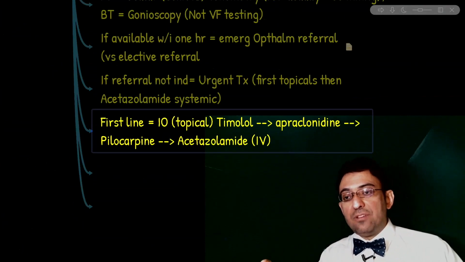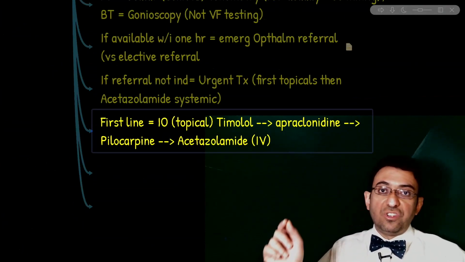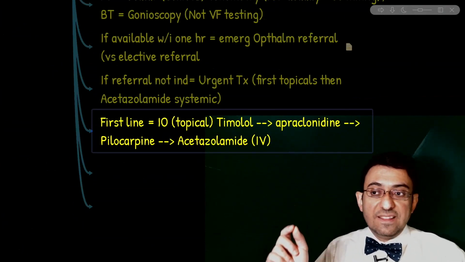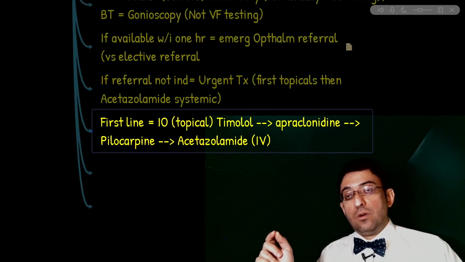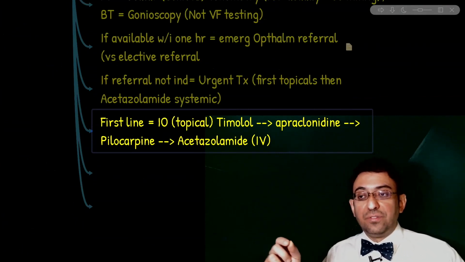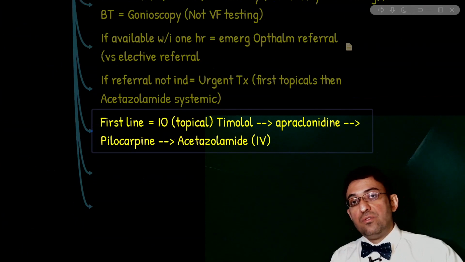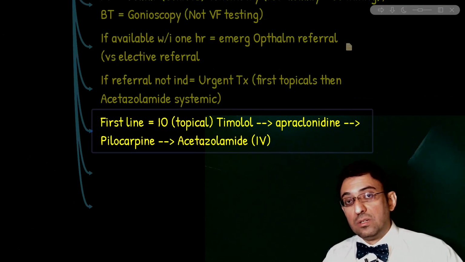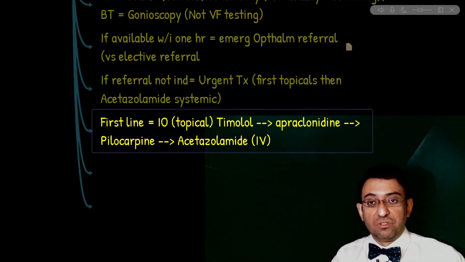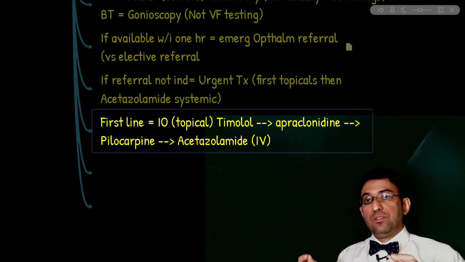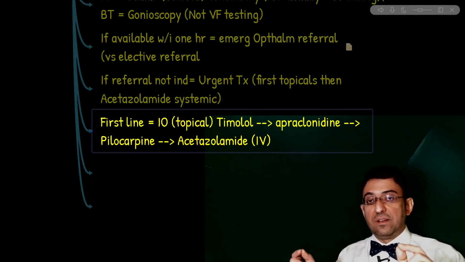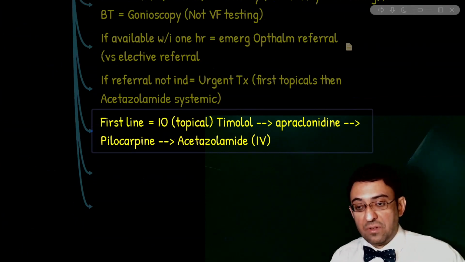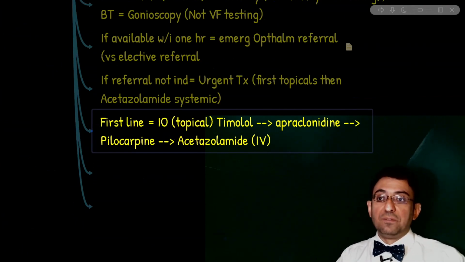Next line in the management is focusing on either reducing the production or increasing the outflow, and so for that we can use IV mannitol or carbonic anhydrase inhibitors. So again, remember, for the acute angle closure glaucoma, the first line of treatment is manipulation of pupillary size, and then we focus on getting rid of excess production or use IV mannitol.